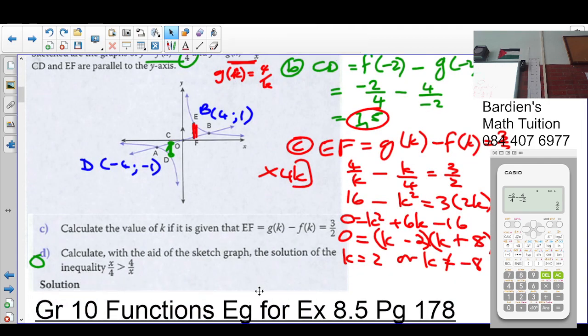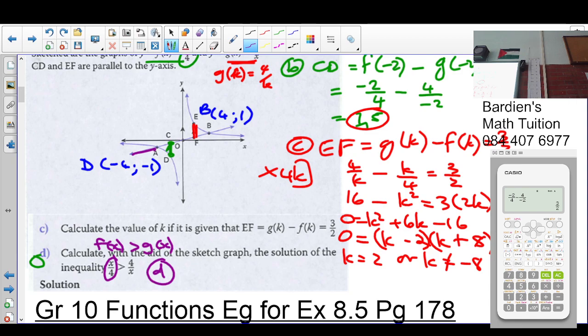Let's look at the last one. I know you guys need to leave. Here we are told in D, calculate with the aid of the sketch graph the solution of the inequality. Now, which graph is this? f of x must be more than the g of x graph, not so? So which graph is f? Your straight line. Is the straight line bigger or smaller here? Smaller. Okay. However, here the straight line is bigger, not so?